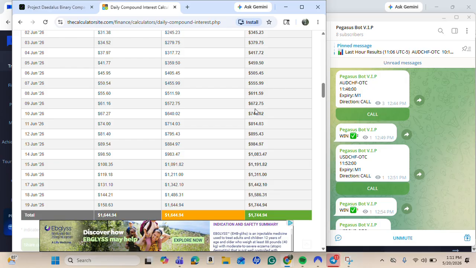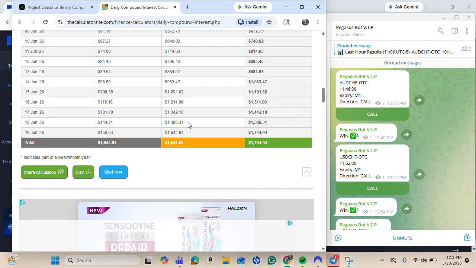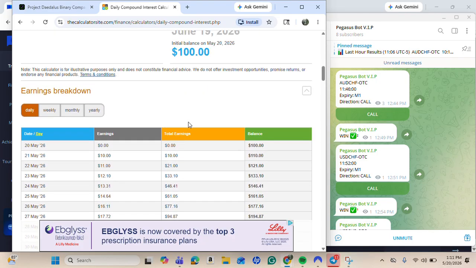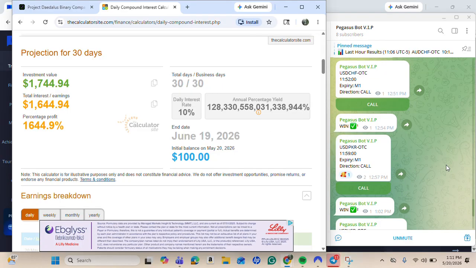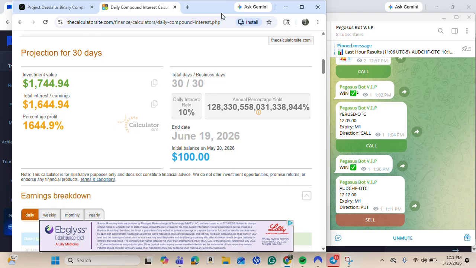So small growth in a month, you get an extra $1,700 a month, $2,000 a month in your account. We're good. So all right, we get a signal.